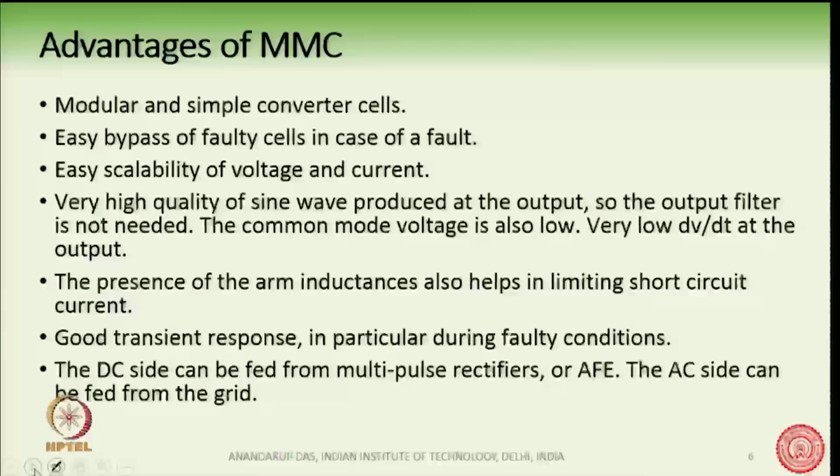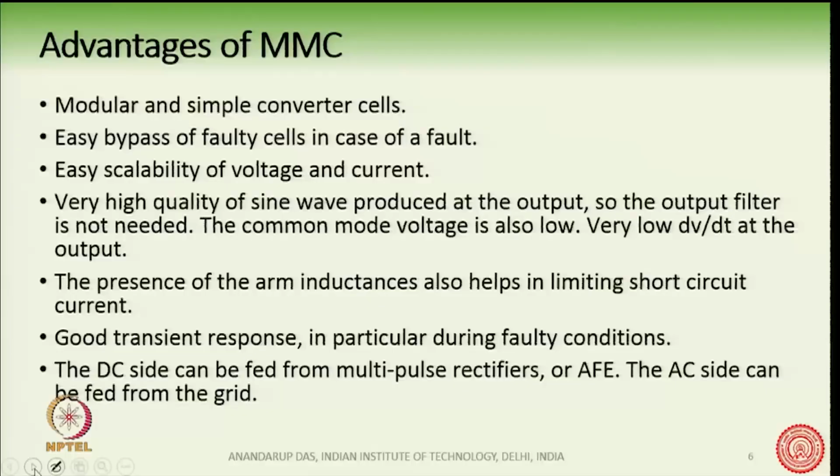Okay. It has good transient response, the MMC has a good transient response during fault conditions also, and so the DC side can also be fed from a multi-pulse rectifier in case we are going for a DC to AC application. For example, for motor drive application, if the DC is available, that DC can be generated from a 12 pulse rectifier, and then there can be several cells and we get an AC output which can be fed to a motor drive application.